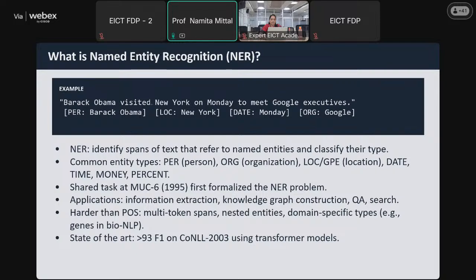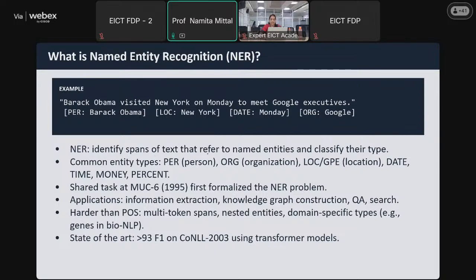Now, this is New York. Although there are two words, it is a location. The date is Monday. Google executives, it means it's about the organization Google. So there are named entities here: first is person, second is location, third is date, and fourth is organization. Four named entities.